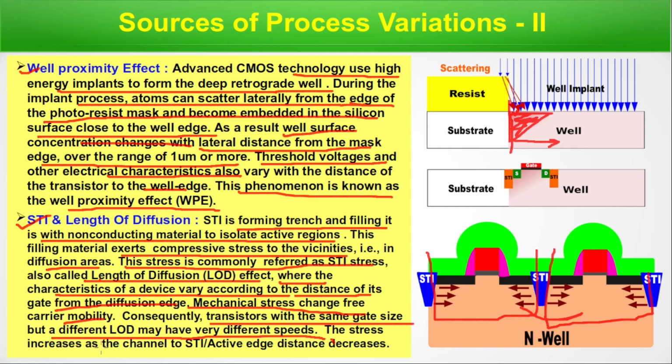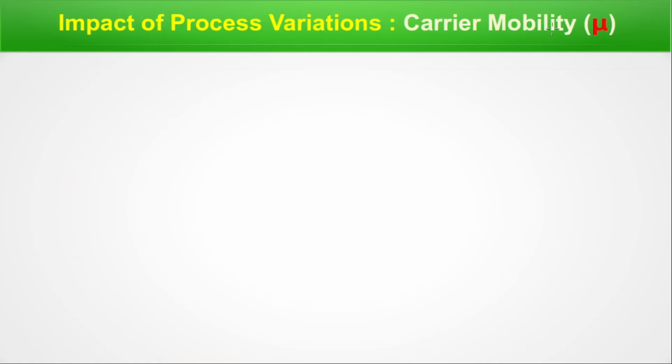The stress increases as the channel to STI active edge distance decreases. Depending on the channel to STI distance, the amount of stress changes, and when the amount of stress changes, the impact on free carrier mobility changes. So one transistor always behaves differently from the other. So that is STI and length of diffusion effect. So we are done with this slide. We will move to the next slide.